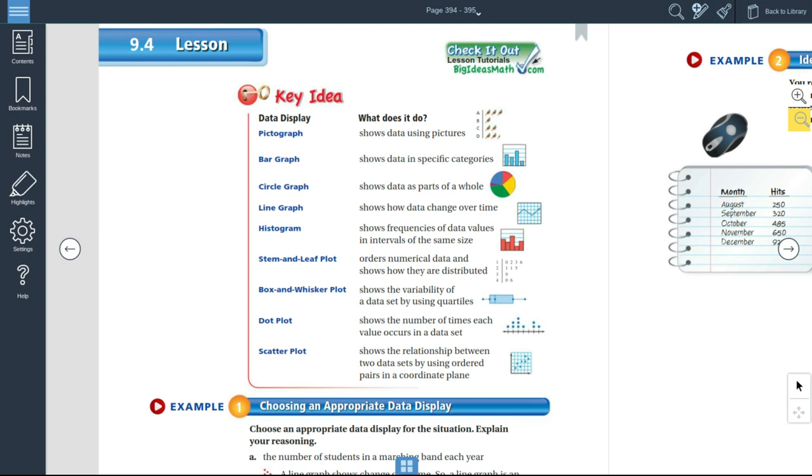All right, this is Mr. Jerdy. This is my back room. We're going to do a little bit more math. We're going to take a look at some different data displays.